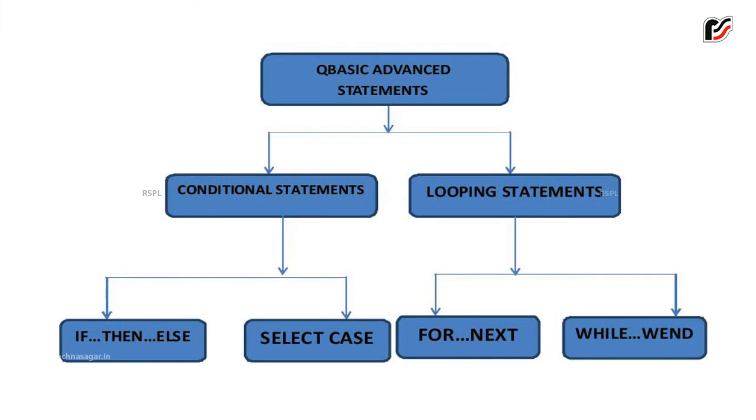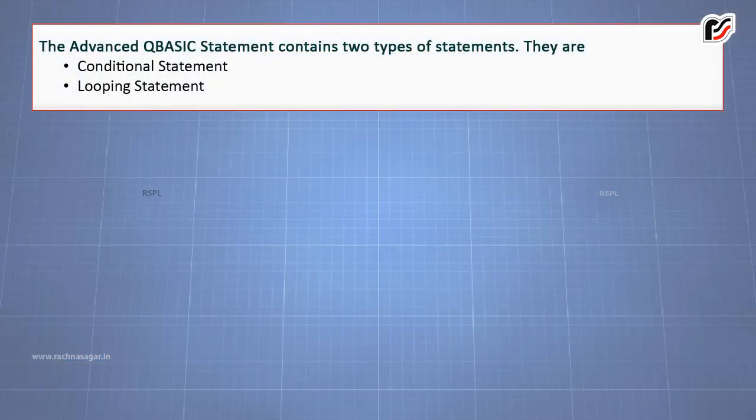QBASIC Advanced Statements. Conditional statements: if, then, else; select case. Looping statements: for, next; while, wend. The advanced QBASIC statements contain two types of statements. They are conditional statements and looping statements.